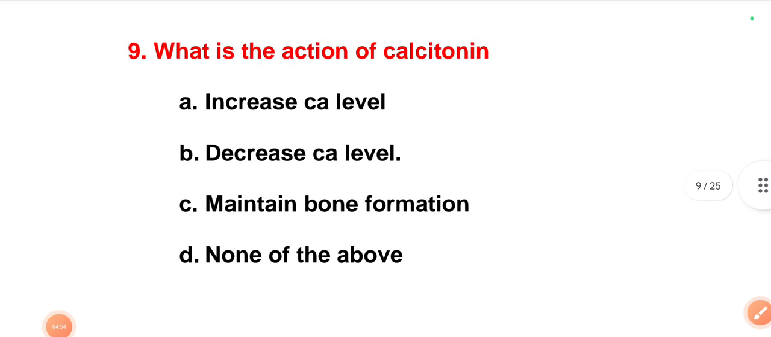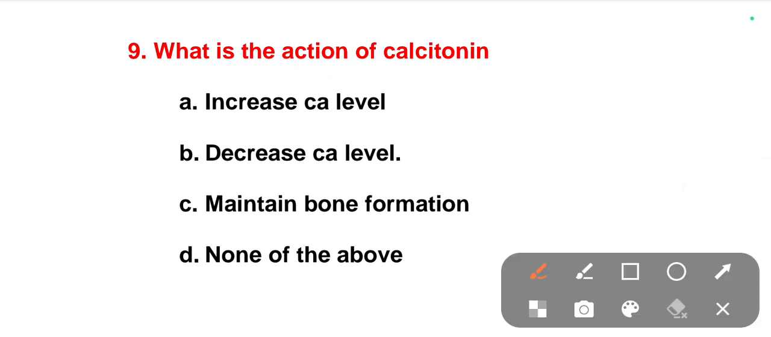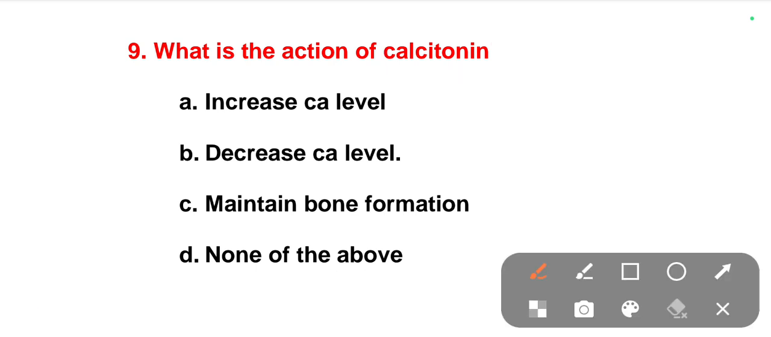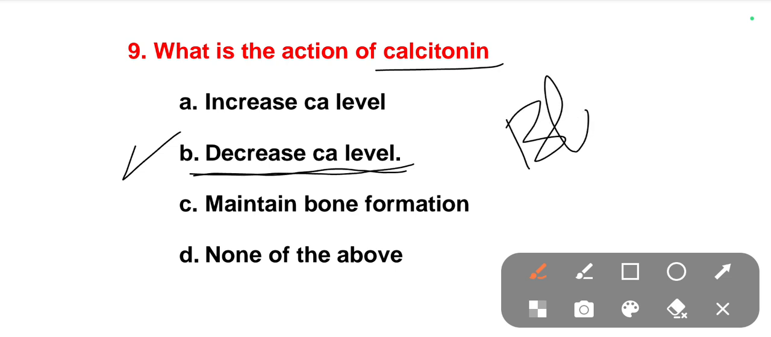The next one is what is the action of calcitonin? Okay, calcitonin. What is the action of calcitonin? Options are to increase the calcium level, to decrease the calcium level, to maintain the bone formation, none of the above. The right one is option B, to decrease the calcium level. So the calcitonin hormone is working to decrease the calcium level in the blood.